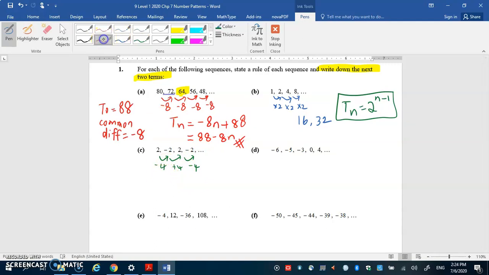Or you can also do it this way. 2 times negative 1, you will get negative 2. Negative 2 times negative 1, you will get 2. 2 times negative 1 again, you will get negative 2. So, this is also a possible pattern. If you want to do division of negative 1, also can. Divide by negative 1, divide by negative 1, divide by negative 1. So anyway, following the same pattern, the next two numbers will be 2 and negative 2, obviously.